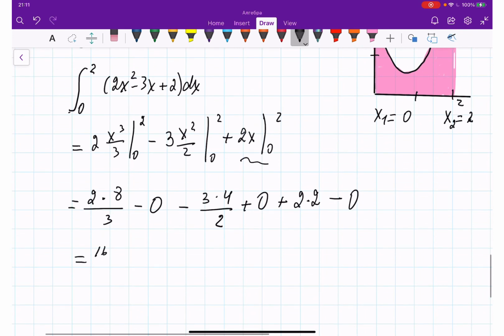Okay, and the answer is going to be 16 over 3 minus 12 over 2, which is 6, and plus 4. So we are getting 16 over 3, which is 5 and 1/3, minus 2, and we are getting 3 and 1/3. Okay, and this is the area of this shaded part.